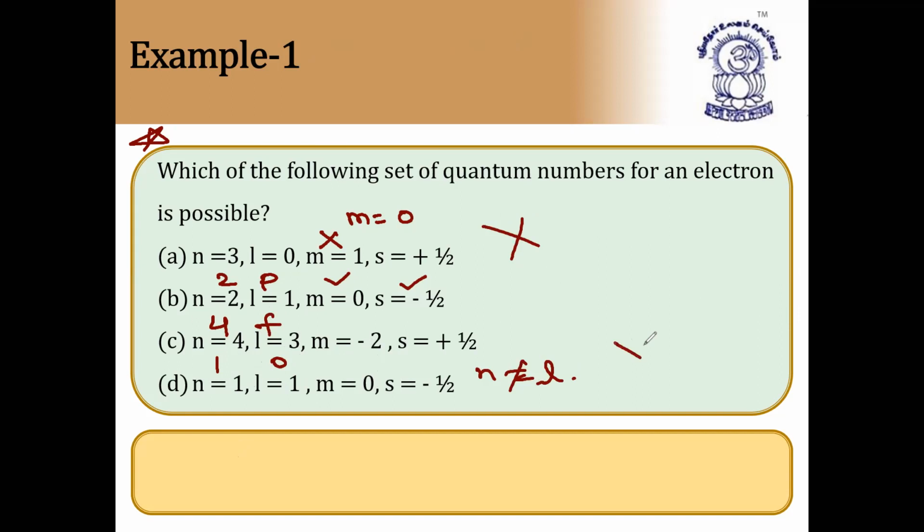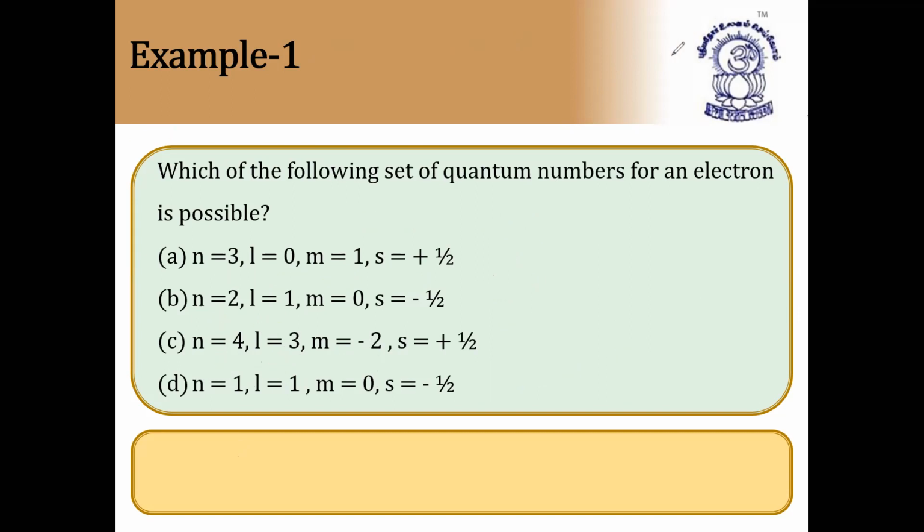The question asks which set of quantum numbers for an electron is possible. So second and third are possible, and first and fourth are not possible. So A is not possible, B and C only are possible, and D is also not possible. I hope this is clear.